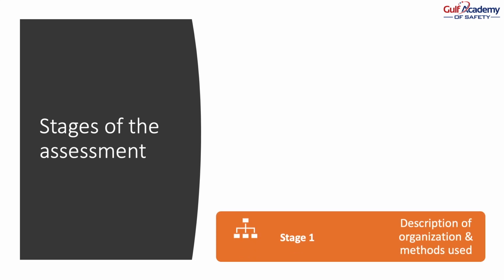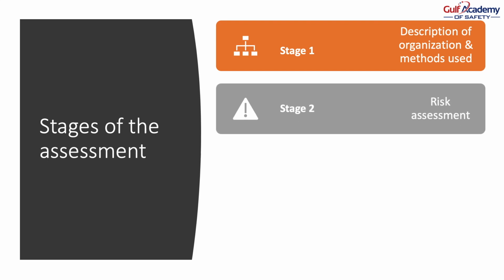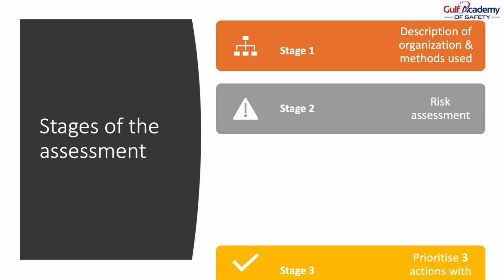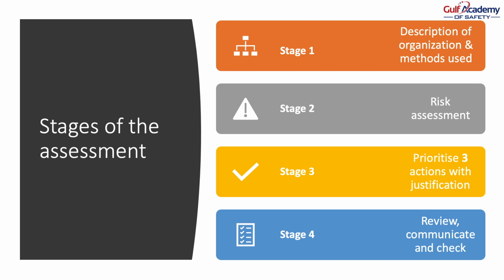The whole risk assessment is divided into 4 stages. The stages of the assessment are as follows. Stage 1, description of the organization and methodology used. Stage 2, risk assessment. Stage 3, prioritize 3 actions with justification. Stage 4, review, communicate and check. This video has been produced to provide you with everything that you will need to complete the assessment.